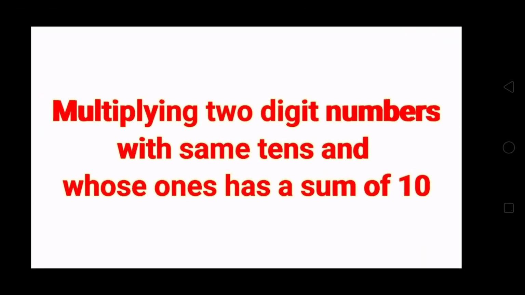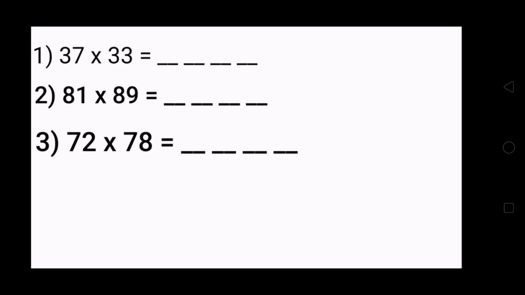Today, ang pag-aaralan natin ay how to multiply the two-digit numbers fast. So, ang i-discuss sa inyo ngayon ay kung paano i-multiply ang two-digit number na meron silang parehas na tens at kapag ini-add mo yung kanilang ones ay 10. Multiplying two-digit numbers with the same tens and whose ones has a sum of 10.